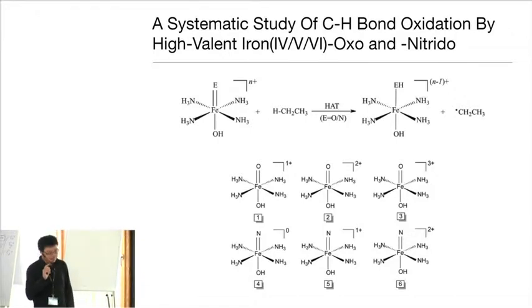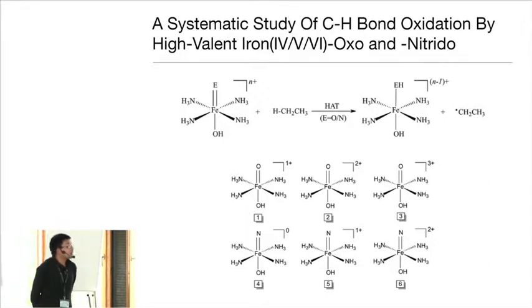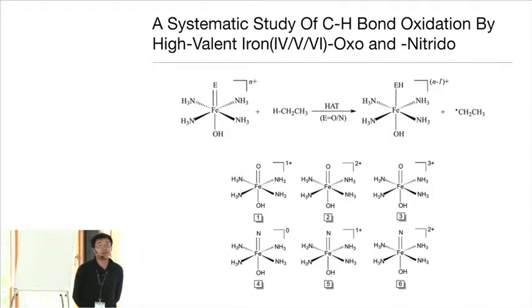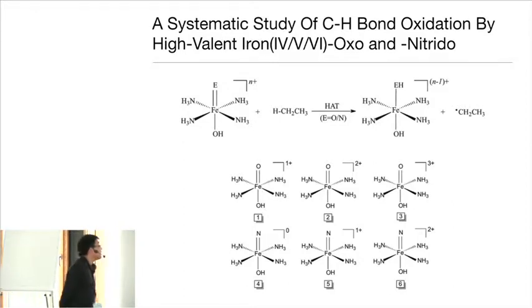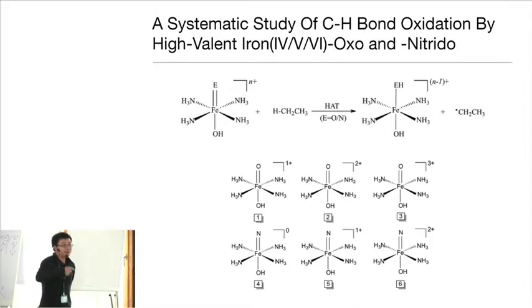One thing most chemists will believe is that this reaction is clearly a C-H bond oxidation by oxygen. Once you go to a high oxidation state, the electron affinity of the high valence, for example iron 6, is much higher than iron 4, that's clear, right? And then you believe that the reaction will get faster and faster as you increase the oxidation state of the iron center. That turns out not to be true.